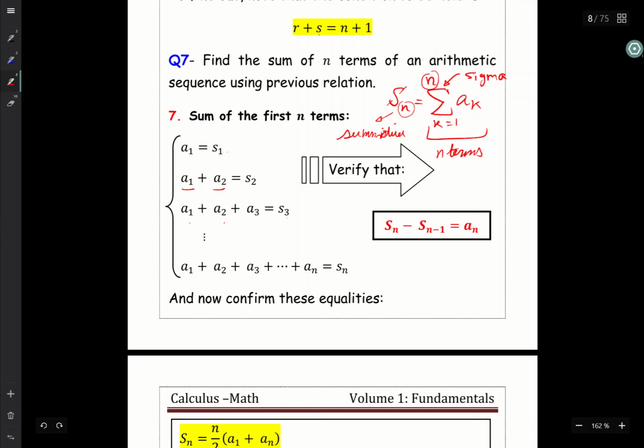Now, obviously, it's very easy to see that Sn minus Sn minus 1 is equal to An, because Sn has a1, a2 up to an, and Sn minus 1 has a1, a2 all the way to an minus 1. And when you subtract this, you end up with An.